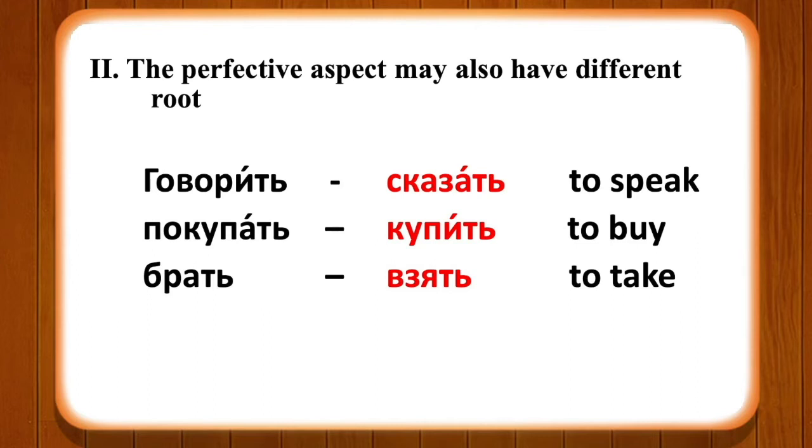And the third way was that the perfective aspect may also have a different root. In the examples like говорить, сказать, where говорить is the imperfective and сказать is the perfective. Покупать imperfective, купить perfective. Брать imperfective, взять perfective.